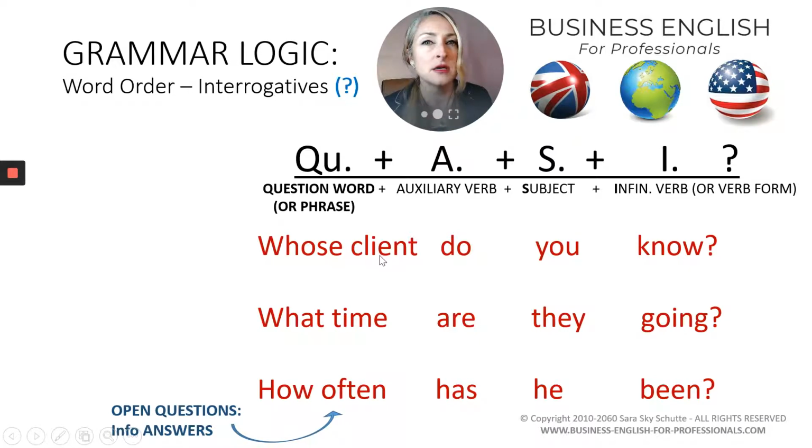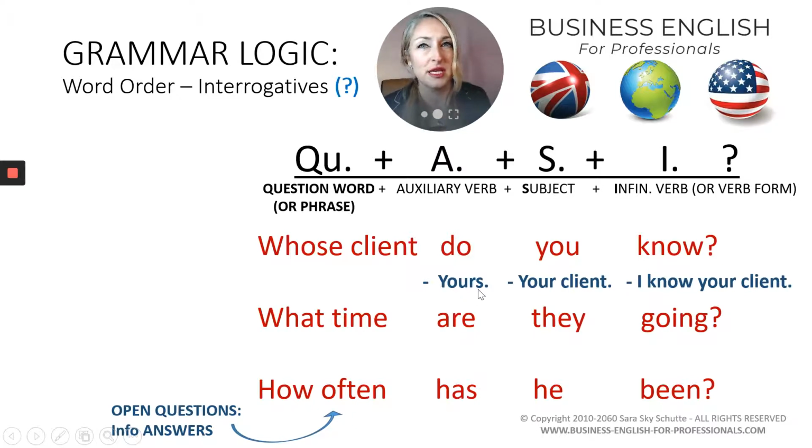Whose client do you know? Yours. This is it. Possessive pronoun, which we'll look at the pronouns again later. Whose client do you know? Yours. Or whose client do you know? Your client. Or even more complete, whose client do you know? I know your client. So those are all potential answers, and we're referring to whose client.